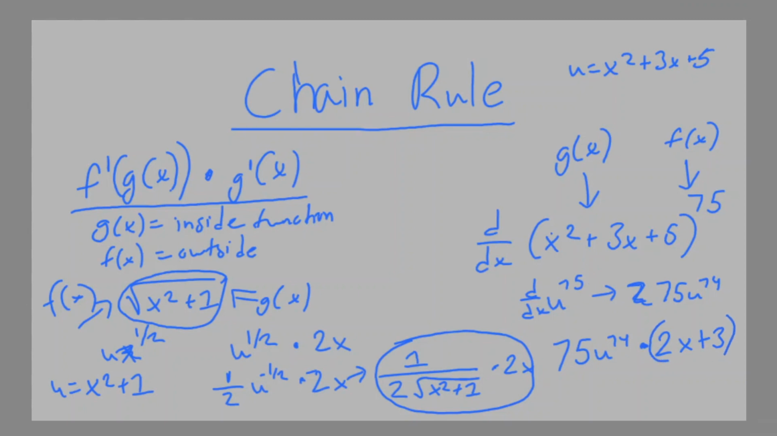Now if you plug in u, we could do it down here, but I don't think we'd have enough space. If we plug in u, we'd have 75 open parentheses x squared plus 3x plus 5 to the 74th power multiplied by 2x plus 3. So that is the derivative of x squared plus 3x plus 5 to the power of 75, without having to multiply out anything or use any other rules. With the chain rule, it was just much faster and a lot cleaner, actually.